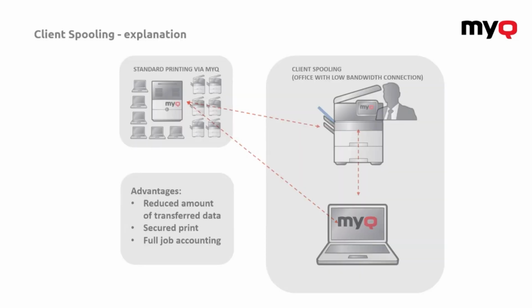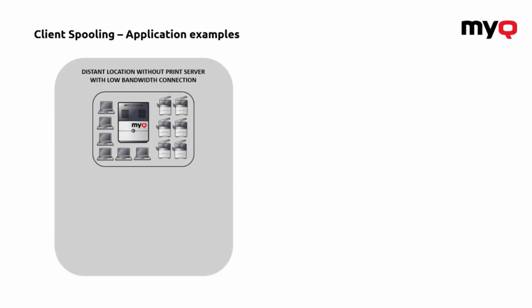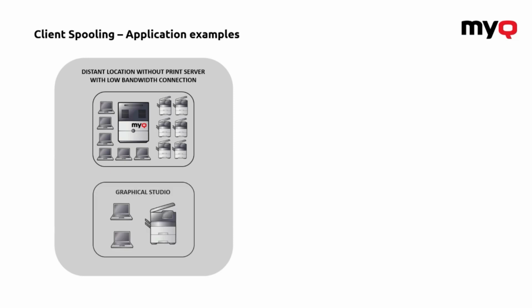Now, when it comes to application examples, let me just mention a few of those. The one which we have used on the initial slide is pretty obvious. Central location and one, let's say, graphical studio producing large print files that should not leave the local network. And instead of that, only the metadata files are sent through the server and the jobs are released.